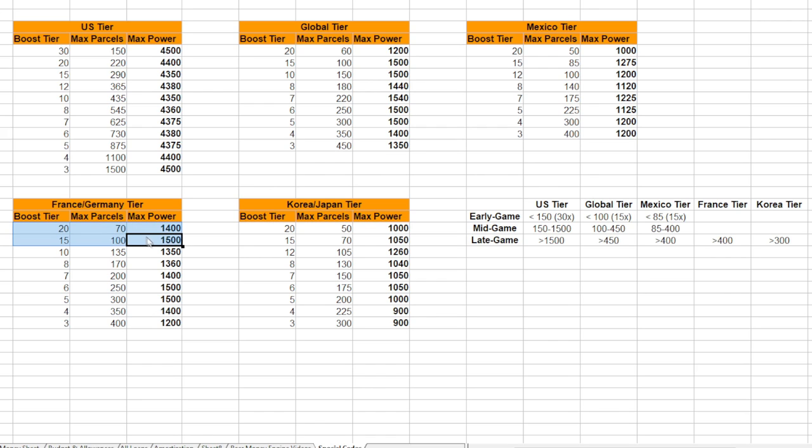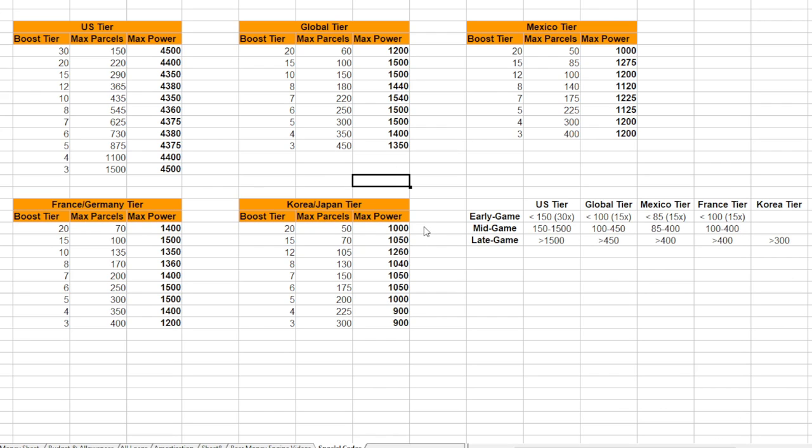So I would say that it's safe to say that I would go with less than 100 being an early game player for France and Germany. So we're going to put that here. And then, of course, 100 to 400 being the mid-game players.